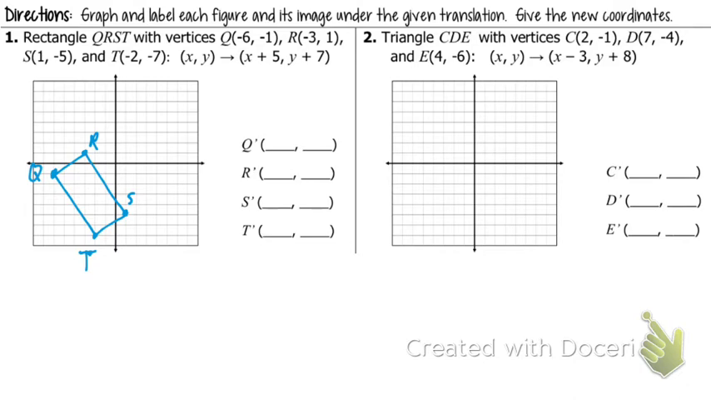Now, where do you think it would move if it was -5? Probably left, because negative ends up being left on the number line. Positive means right. So if I take -6 and I add 5 to it, what do I get? -1. If I take -3 and add 5 to it, what do I get? 2. If I look at the S, 1 plus 5 is 6. And then I go to T, -2 plus 5 is 3. So those are my x values.